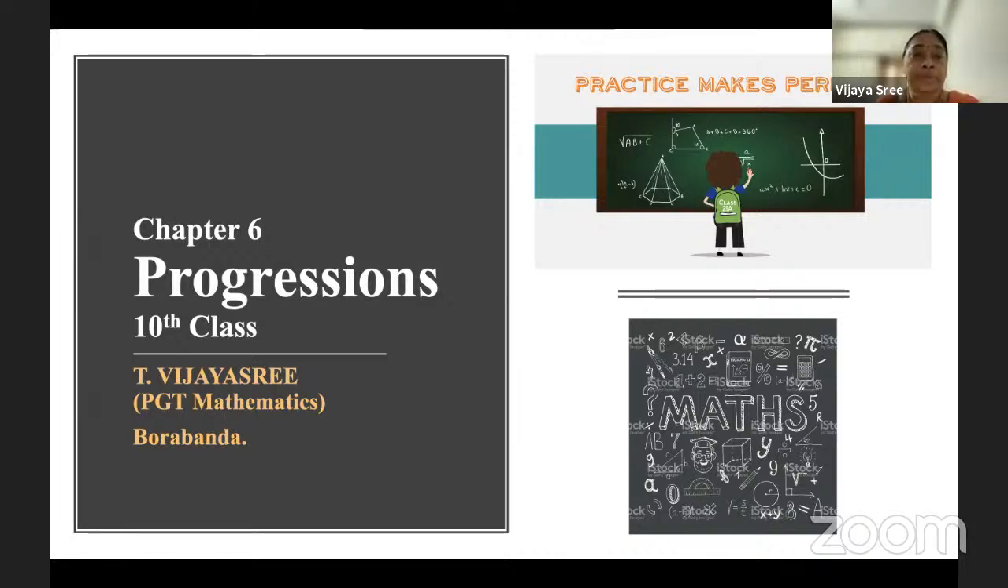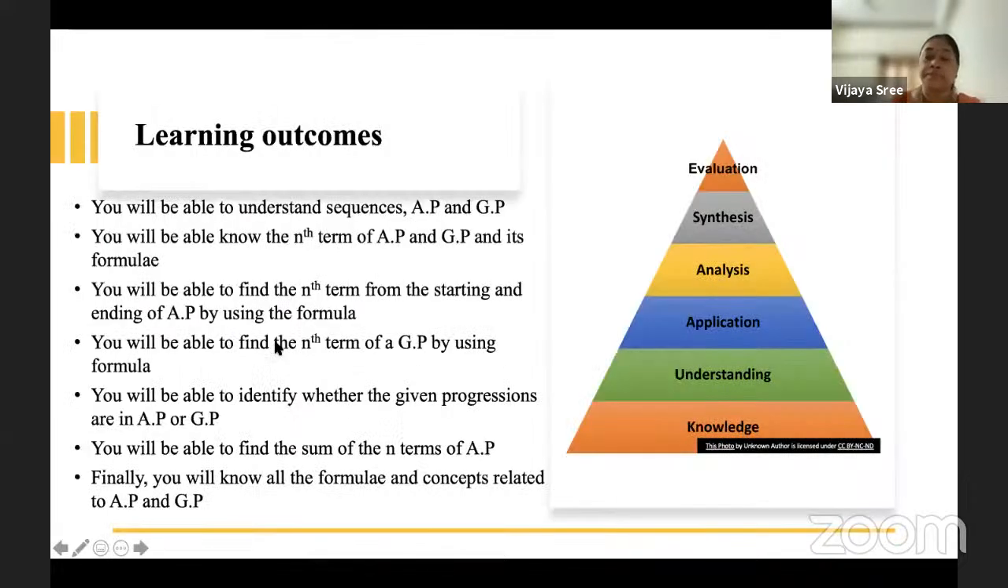Today's topic is progressions, in chapter 6. Learning outcomes. After studying this lesson, you will get some knowledge about arithmetic progressions and geometric progressions. You will be able to understand sequences, arithmetic progression and geometric progression. You will be able to know the nth term of arithmetic progression and geometric progression and its formula.